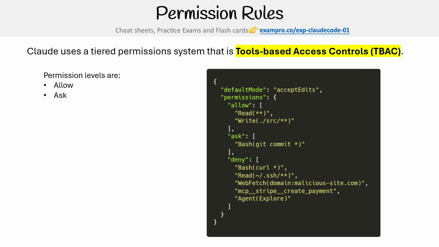So permission levels are allow, ask, deny. It should be straightforward what they are, but let's just cover them. Allow means it's allowed to do it, right? Ask means ask the user if Claude's allowed to do it. Deny means you're not allowed to do it, okay?